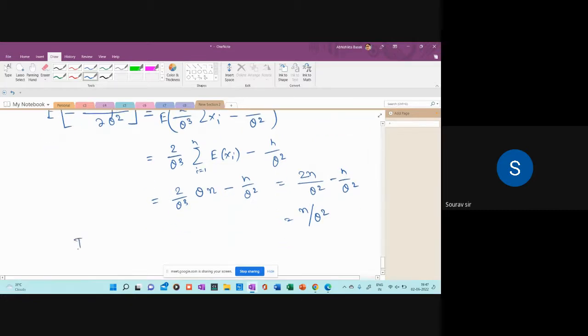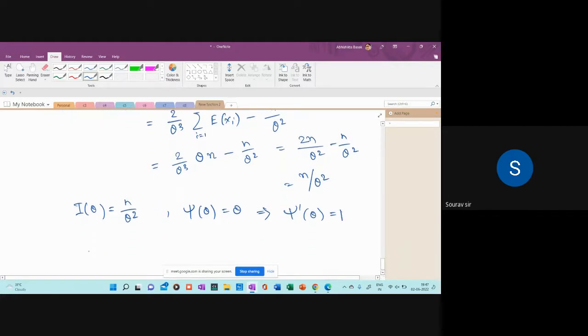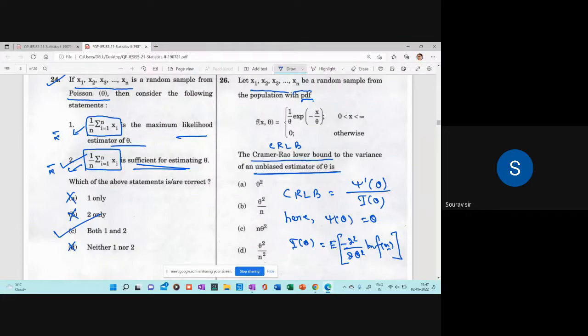So basically my I(theta) is n by theta square. My psi(theta) is theta, which implies psi prime(theta) is equal to 1. So my CRLB is equal to 1 divided by n by theta square, that is theta square by n. Yes, this is my option, theta square by n. Is it okay? Any confusion, any doubts? No, ma'am.